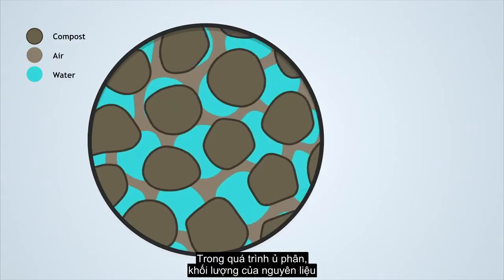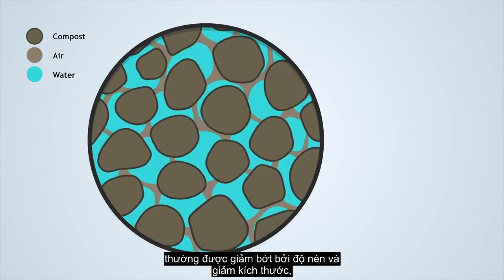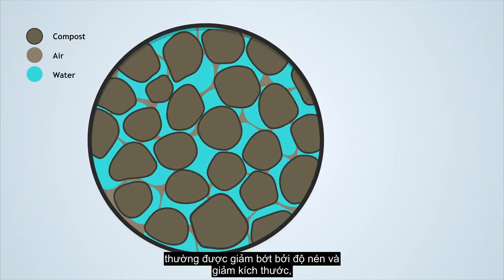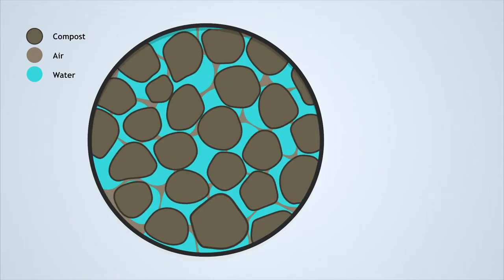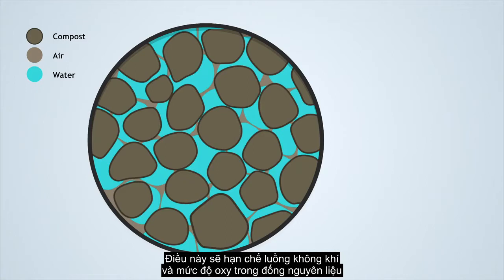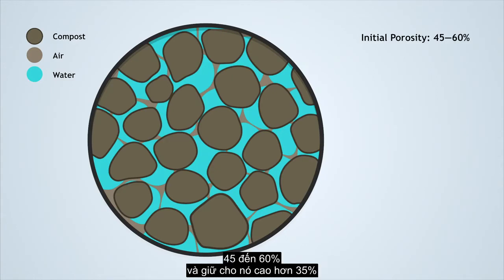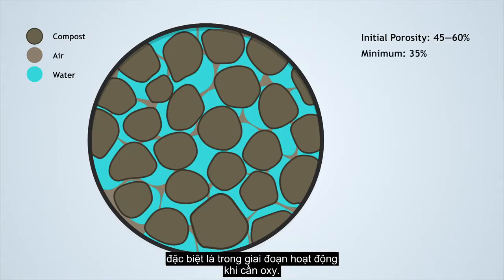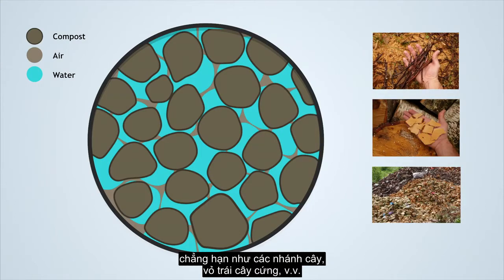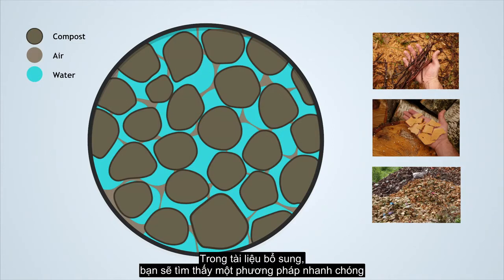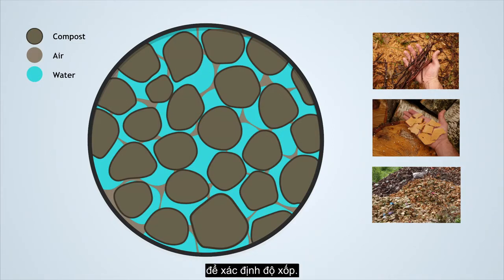During the composting process, the volume of the pile is normally reduced by compaction and size reduction, reducing the pore size and consequently the air-filled porosity. This will restrict the airflow within the pile and consequently the oxygen level. Therefore, it is recommended to have an initial air-filled porosity of 45 to 60% and keep it higher than 35%, especially during the active phase when oxygen is required. Porosity can be increased by adding what is called structuring materials, such as branches, bark, hard fruit shells, etc. In the supplementary material, you will find a quick method to determine porosity.